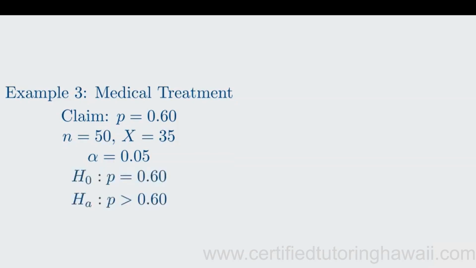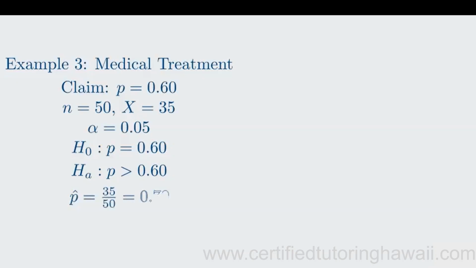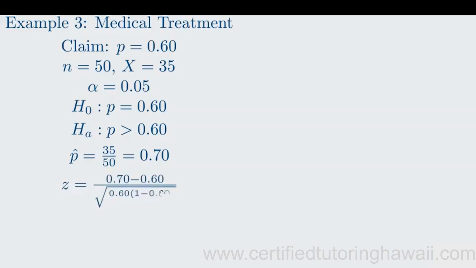The null hypothesis states the proportion of effectiveness is 0.60, while the alternative is that it is greater than 0.60. The sample proportion is 0.70. This looks promising for the researcher. Let's calculate the z-statistic to see if it's statistically significant. We calculate the z-statistic by taking the difference between the sample proportion and the null value, and dividing by the standard error. This simplifies down through the arithmetic to 1.44.